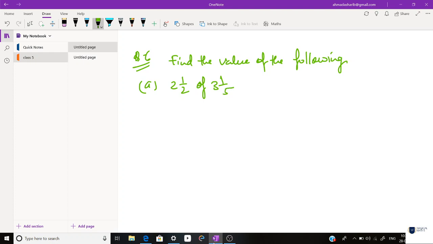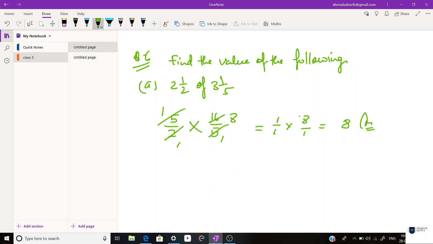Okay, so first you have to change these two mixed fractions into improper. 2 twos are 4, 4 plus 1, 5, 5 upon 2, and 5 threes are 15, 15 plus 1, 16 upon 5. Of means multiply. Okay, so 5, 5 cancel, 2 ones are 2, 2 eights are 16. Finally, you have got 1 here, 1 here. 1 upon 1 into 8 upon 1, which means 8. This is the answer, because 8 ones are 8 and 1 in denominator is not written. So in the same way you are going to do these questions.